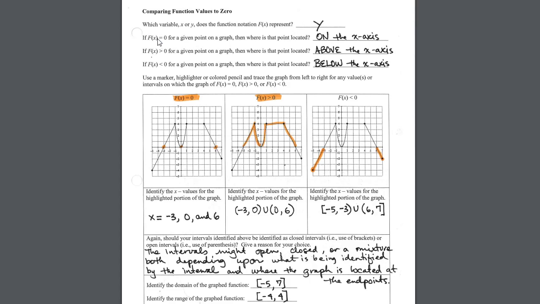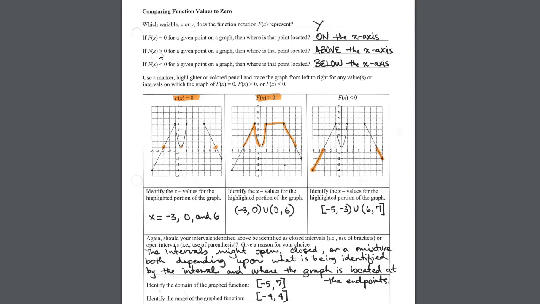Now, if f of x is equal to 0, in other words, y is equal to 0 for a given point on a graph, then where is that point located? Think about it. If the y value is 0, what points would that be on the graph? That'd be on the x-axis, right? Any point like 4 comma 0, for example, has a y value of 0. 2 comma 0, 3 comma 0, and so on, okay? So when the y value is equal to 0, you're on the x-axis.